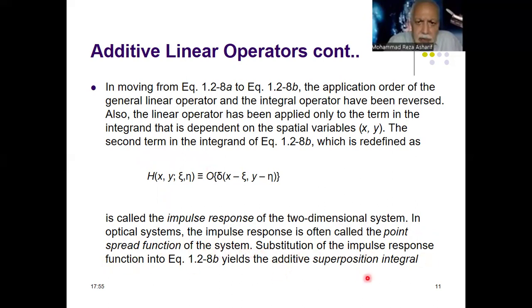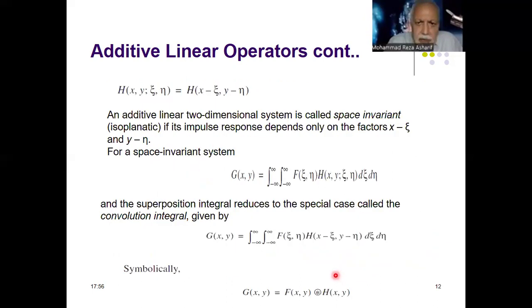And then we can obtain the next page. H is an additive linear operation, and X is an additive two-dimensional. It's called space invariant, so it is not related to space. For a space invariant, X is this.